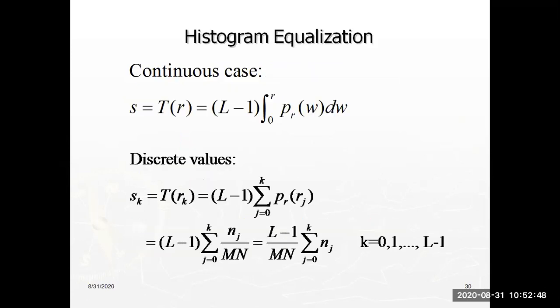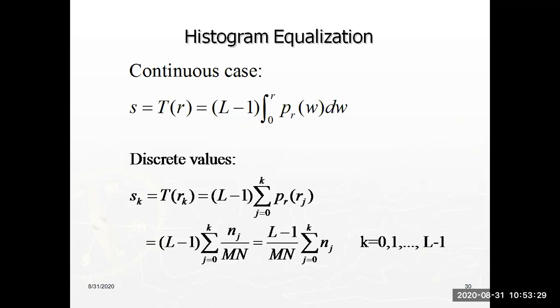So the continuous transformation function is modified by taking only discrete values, that is, integer values, j from 0 to k, and r_j. Then the formula becomes: (L minus 1) times the sum from j equals 0 to k of n_j by MN. It is the same formula as before, the only difference being this extra factor L minus 1. We are multiplying by the total scale, to see how much output we get out of the total scale. This is the simple definition.